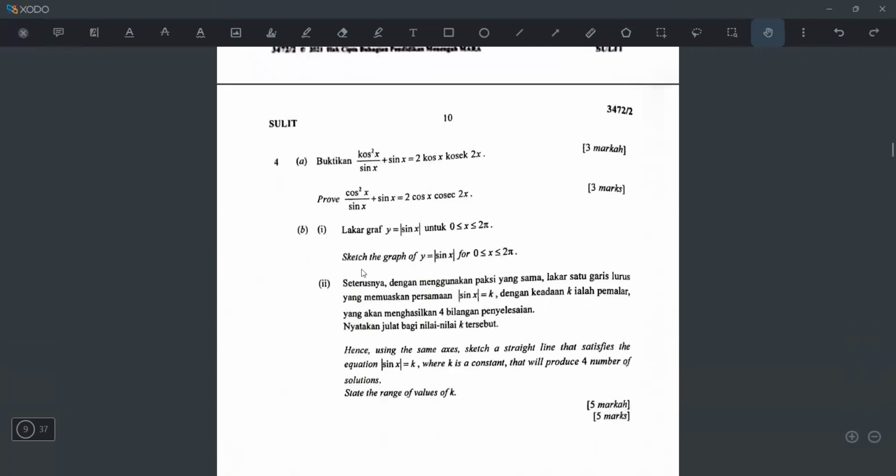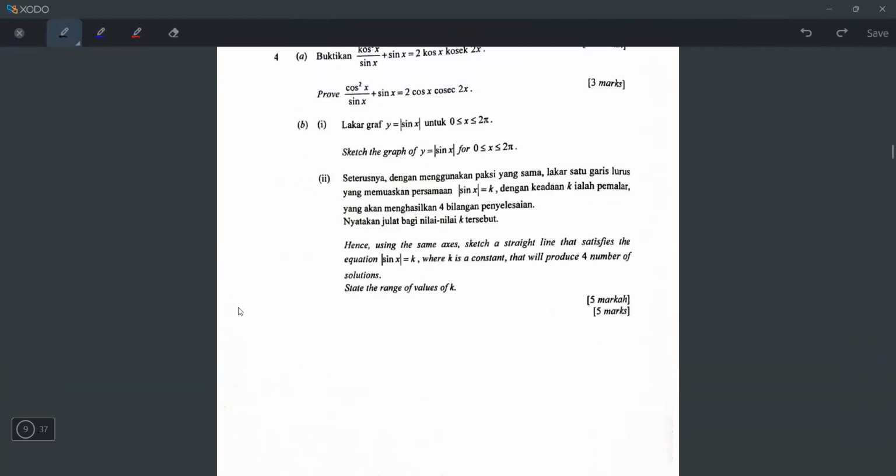Right. Okay. Let's go. Number 4. Okay, this one is trigonometry lah. Looking at it, you already know this is trigonometry. So prove that cos square x over sine x plus sine x equals 2 cos x cosec 2x. So when you do proving, you always try to change left hand side to right hand side or right hand side to left hand side. But before proving, you should always write some working here or here, right? For example, here I can see, okay, this is cos square, this is sine x, right? This one is 2 cos x cosec 2x.